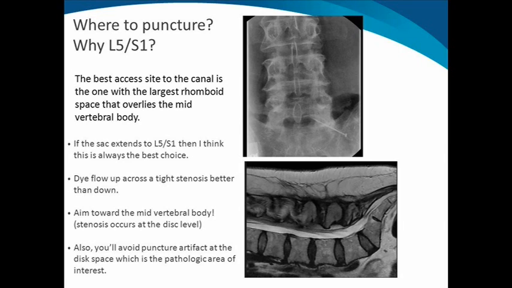In addition, just as importantly, the dye from subarachnoid injection flows from distal to proximal. So technically, my goal once we administer the dye is to distribute the dye evenly throughout the subarachnoid space for good imaging. That's much more easily done when dye flows from distal to proximal.